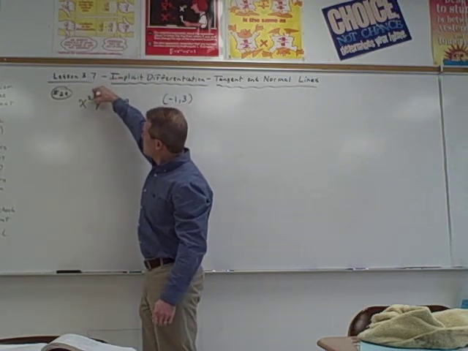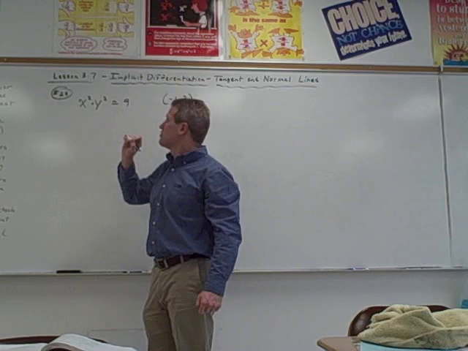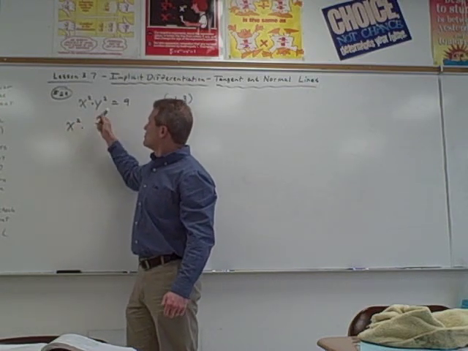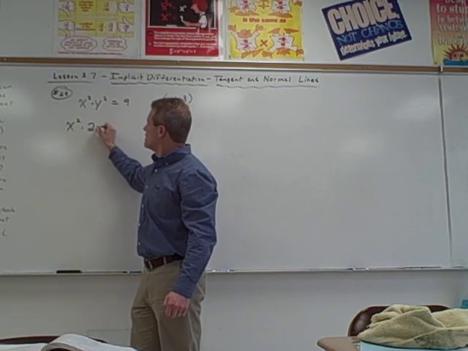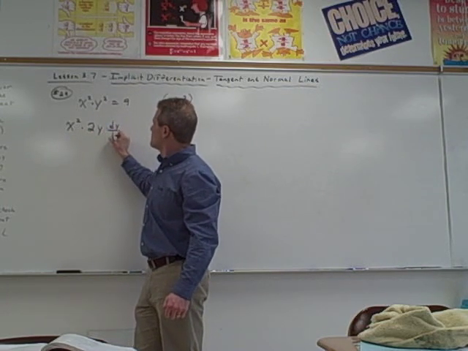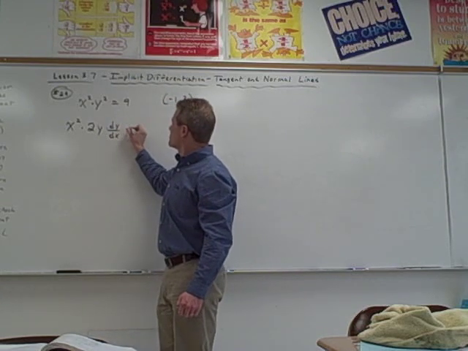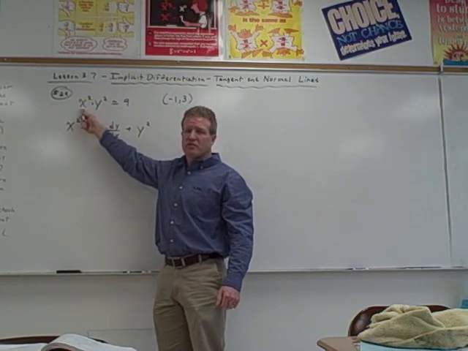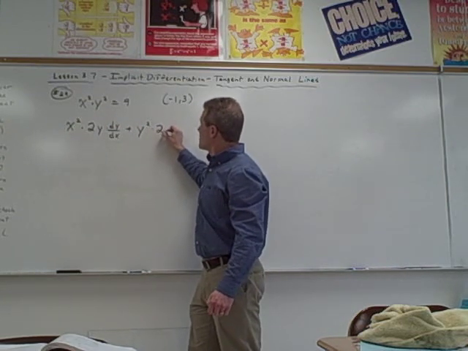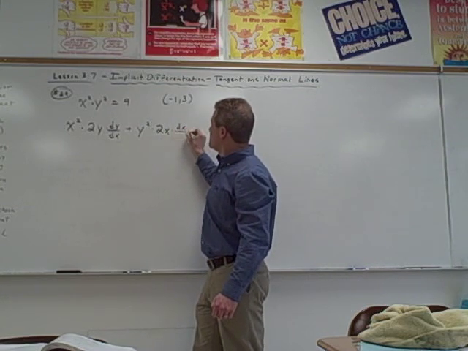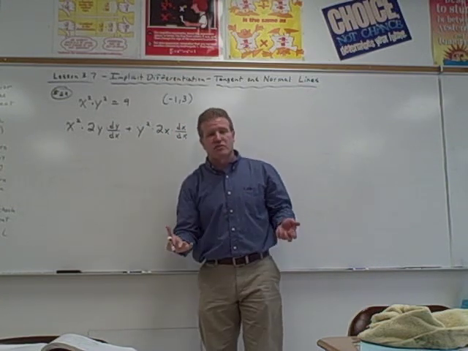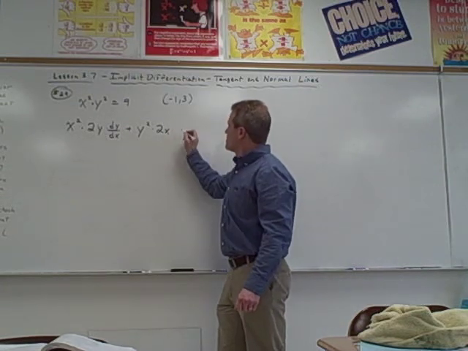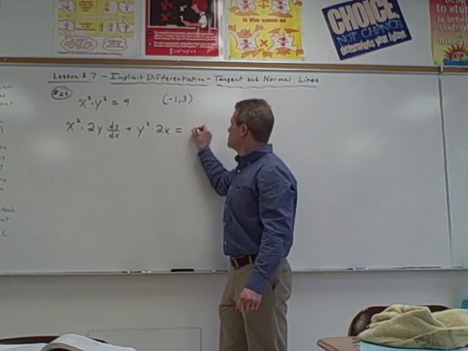So we have multiplication between the x squared and the y squared, so we're going to have to use the product rule. So we're going to take our first expression, which is x squared, times the derivative of y squared, which would be 2y times dy over dx, plus our second expression, which is y squared, times the derivative of x squared, which would be 2x times dx over dx. But remember, dx over dx is just equal to 1, so we can leave that off. Equals the derivative of 9, which would be 0.